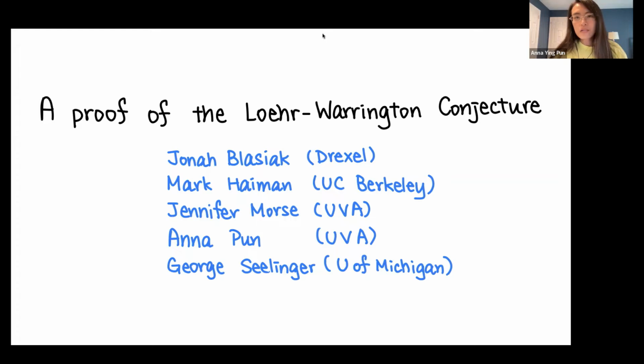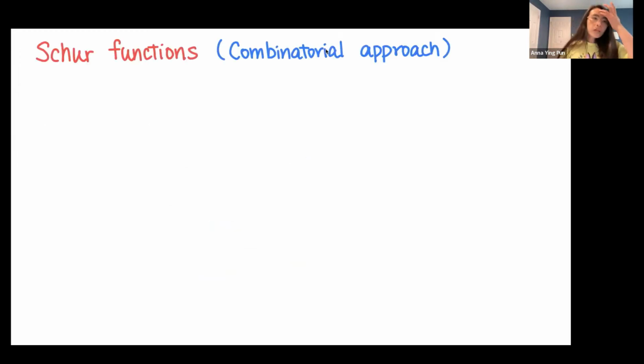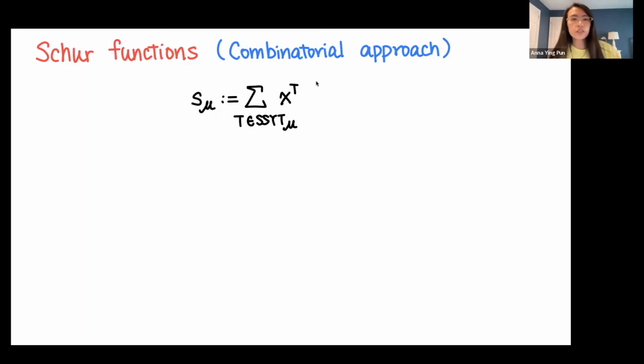All right, so let's get started. So this is a joint work with Jonah, Mark, Jennifer, and George, and we have been working on something called cat and animal, and I'm going to talk about what they are. So let's start. In John's lecture, he used the algebraic approach to define the Schur functions as characters. Here, I'm going to give you another definition of the Schur functions, which will give you exactly the same polynomial. So a Schur function s_mu is defined like this.